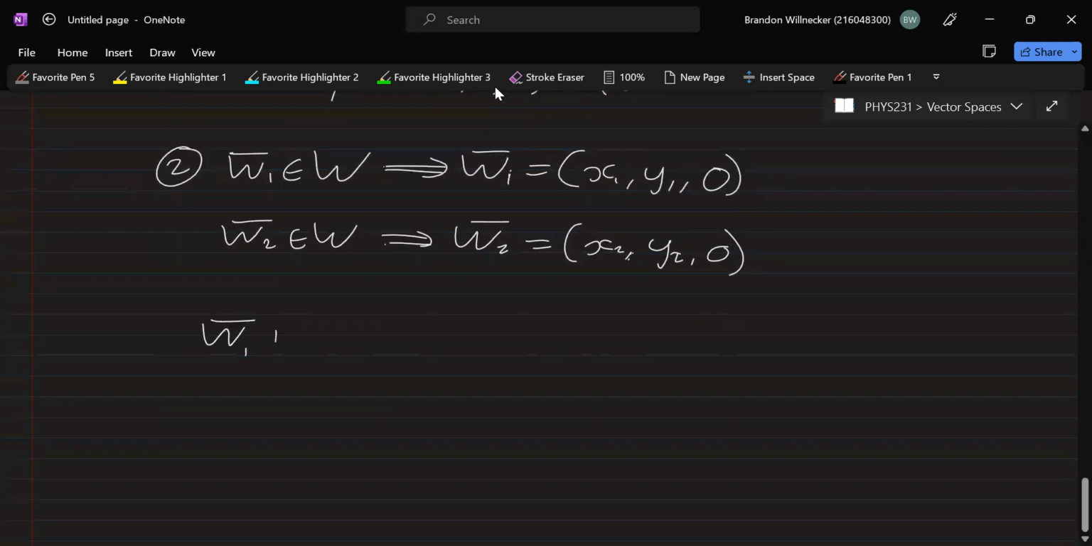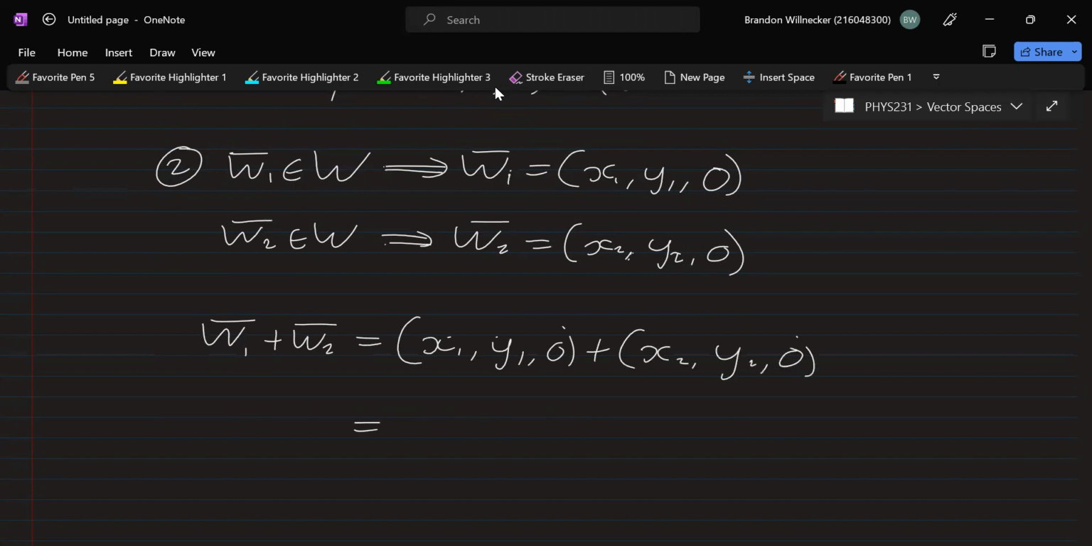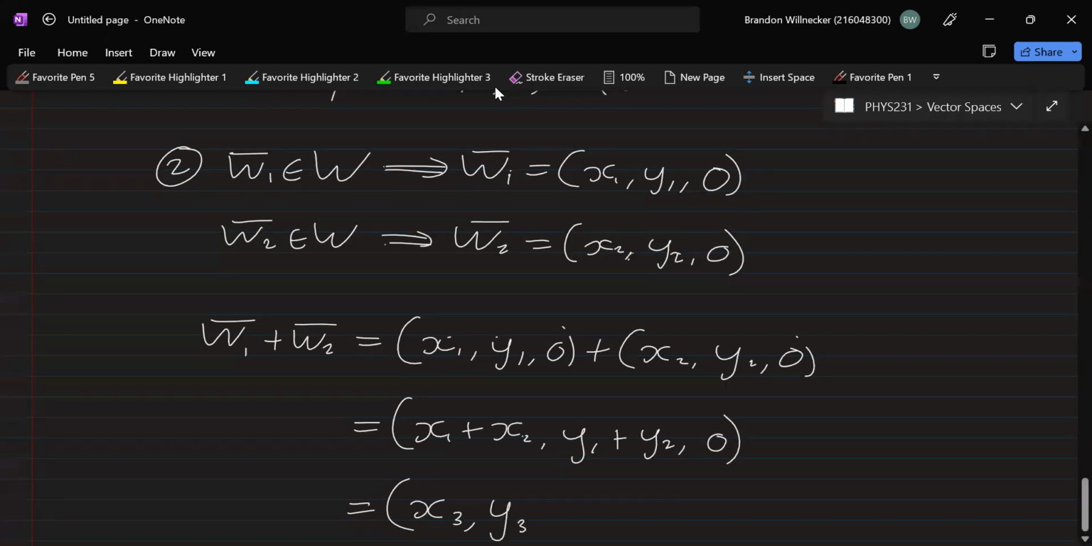So let's check that. W1 plus W2 is going to be X1, Y1, 0 plus X2, Y2, and 0. If we add them together, we're going to get X1 plus X2, by the definition that we mentioned above, Y1 plus Y2, again from the definition, and 0 plus 0, that's just 0. Now, X1 plus X2, we can just call that something like X3. Y1 plus Y2, we can call Y3, and 0 is just 0.